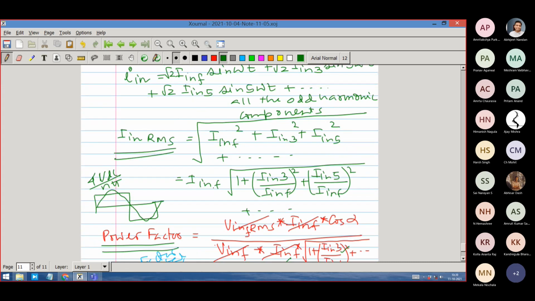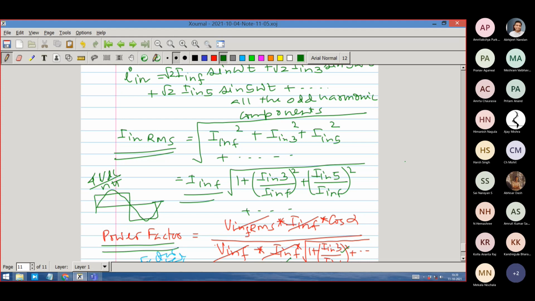I in RMS is equal to the fundamental into a factor, which comes as 1 plus this plus this. That means it is increasing. Input current RMS value is increasing compared to the fundamental current RMS value, though the power is actually getting transferred only through the fundamental component. Other current is unnecessary. That's why it is called a distortion. It is not a desirable thing.